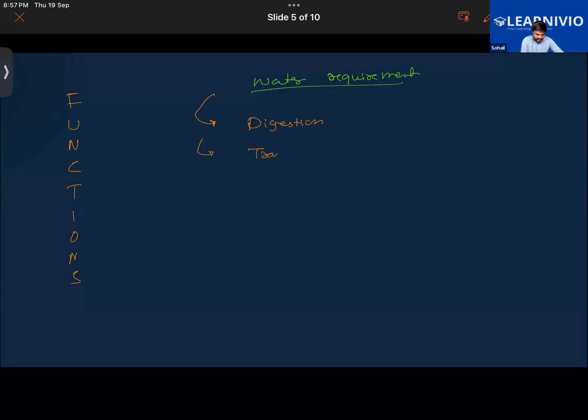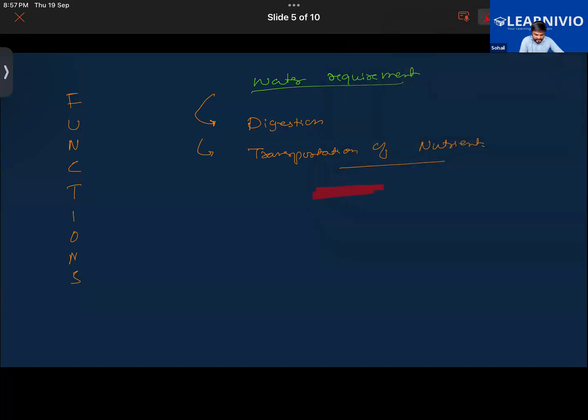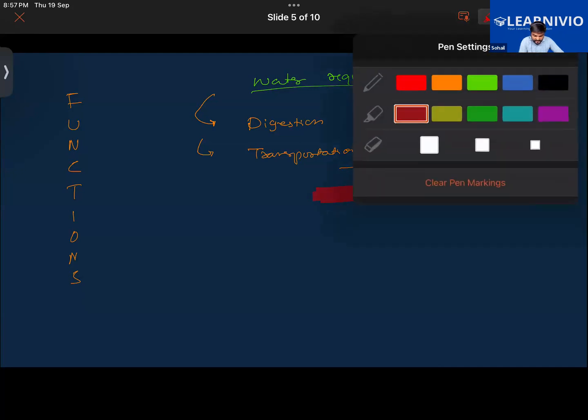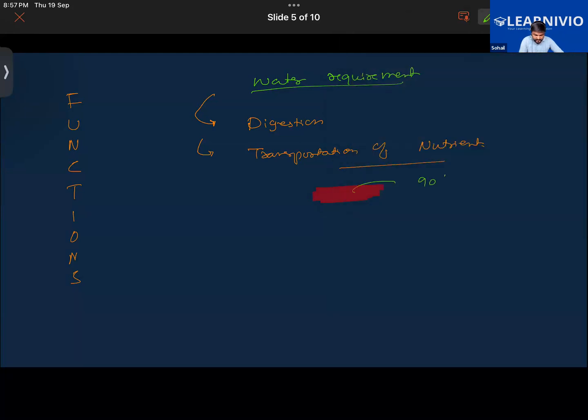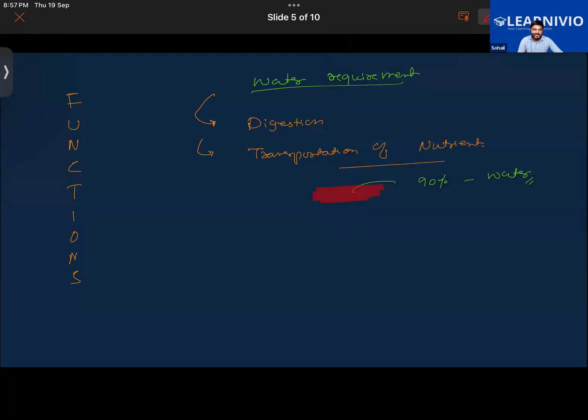Another function is transportation of nutrients, water is important. How does the transportation of nutrients occur? It occurs via the blood, and blood is about 90% made up of water. So if the water content were to decrease, the flow of blood will be disturbed. The blood will not flow properly. Hence, the nutrients will not reach the cells and the person will suffer from disease.